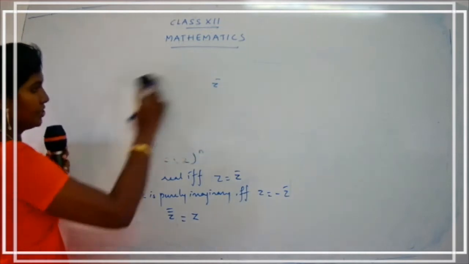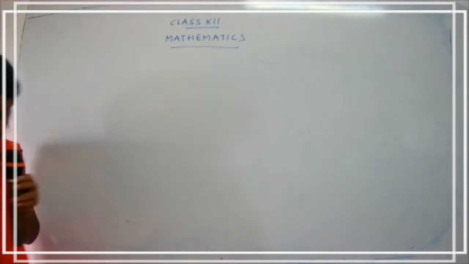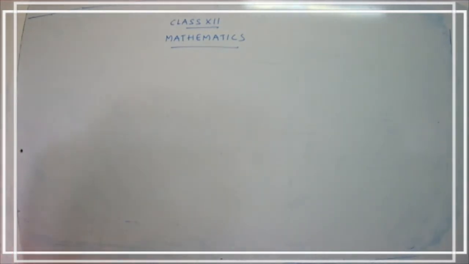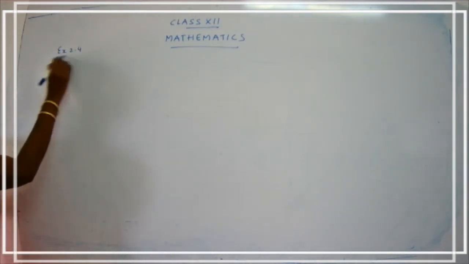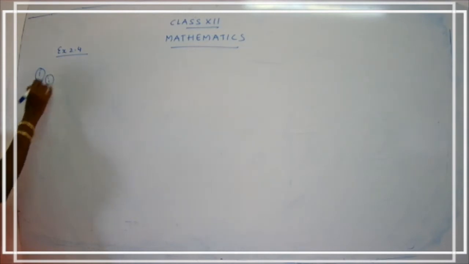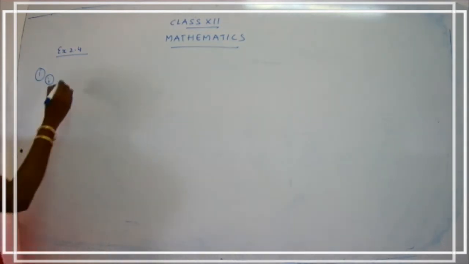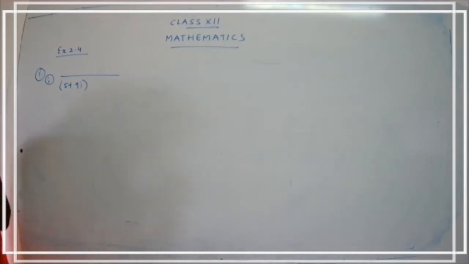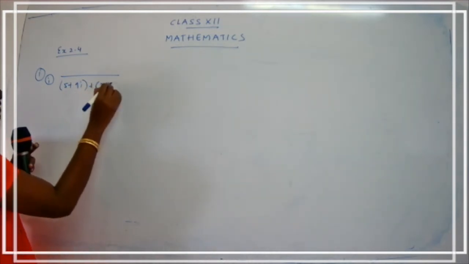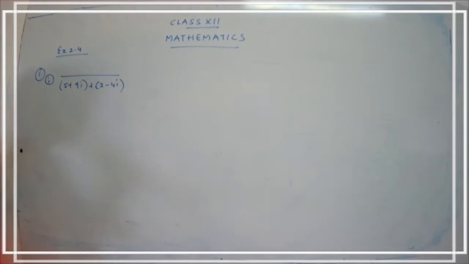Write out the first question. Write the following in the rectangular form. The first one: 5 plus 9i plus 2 minus 4i. This is a very easy exercise.